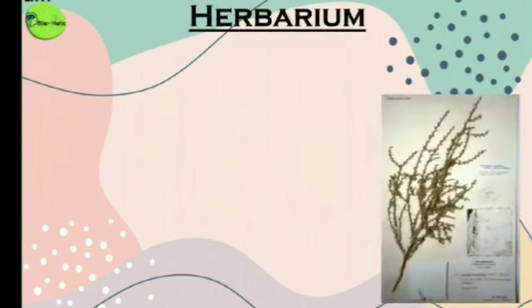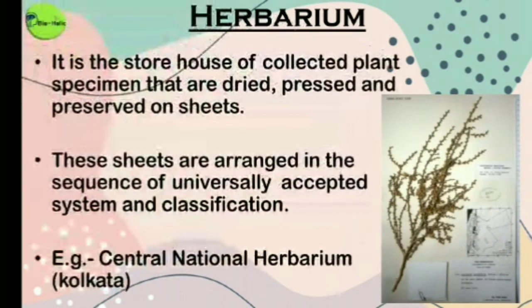So the first one is herbarium. The herbarium is a storehouse of collected plant specimens that are dried, pressed and preserved on a sheet, and these sheets are arranged in the sequence of a universally accepted system of classification. One example of herbarium is Central National Herbarium at Kolkata.